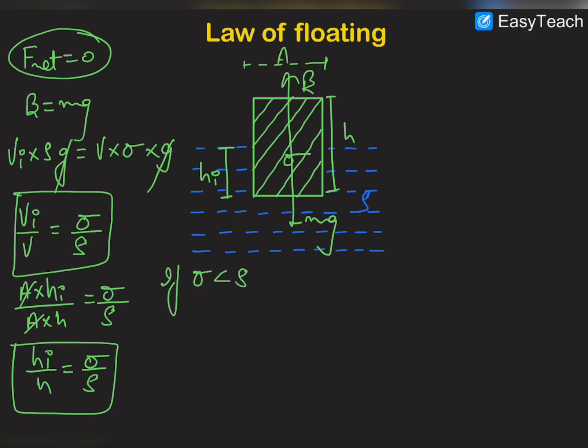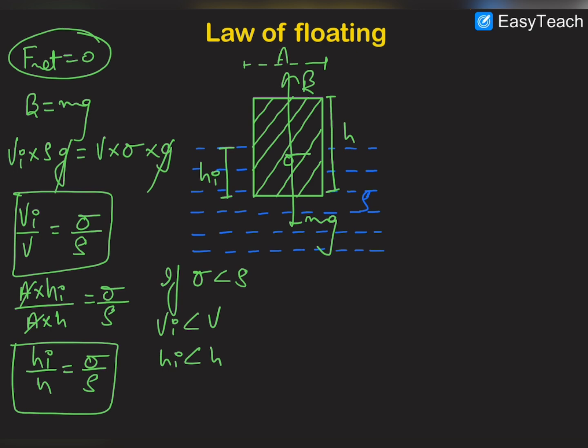less than rho, meaning the density of solid is less than the density of liquid, then Vi will be less than V and Hi will be less than H, which means that the solid will float in the liquid partially. The word partially means that some part of that solid would be outside the liquid and some of the solid will be immersed in the liquid while floating, and obviously buoyancy will be balancing out the mg, and the net force acting on this object will be zero.